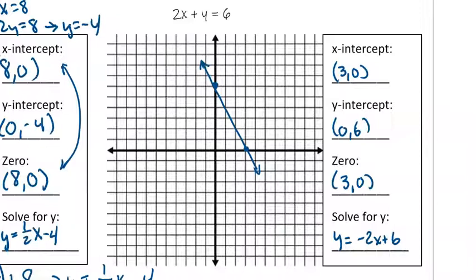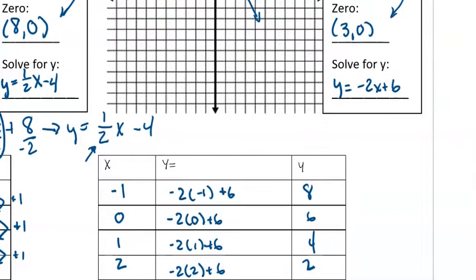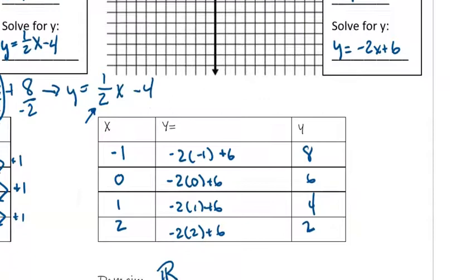3, 0 for the x-intercept, 0, 6 for the y-intercept, 0 is 3, 0. So remember, x-intercept and 0 mean the same thing. Solving for y is y equals negative 2x plus 6. So my table, I picked negative 1, 0, 1, 2. There's no fractions. It's just the easy numbers to stick in there, and you get your y value for this.